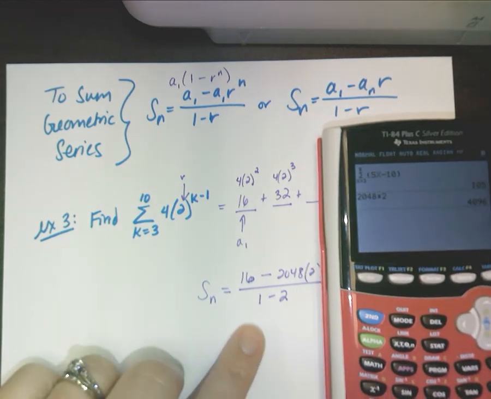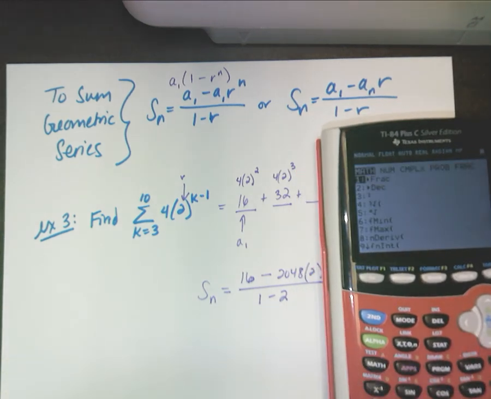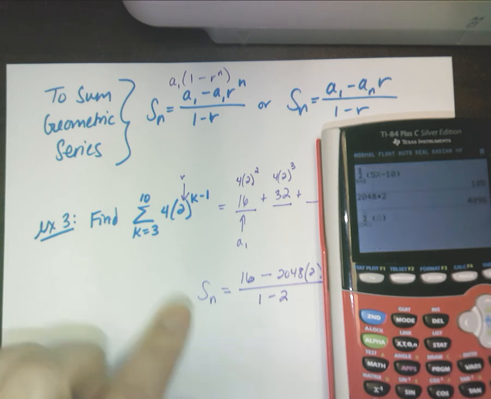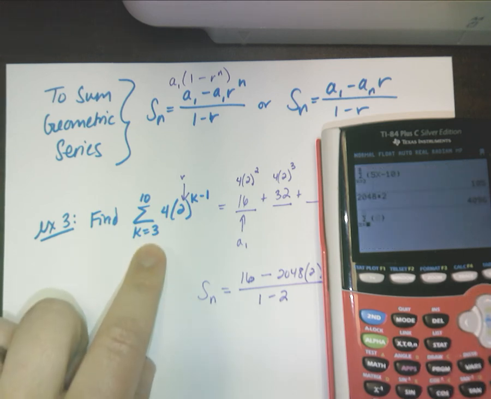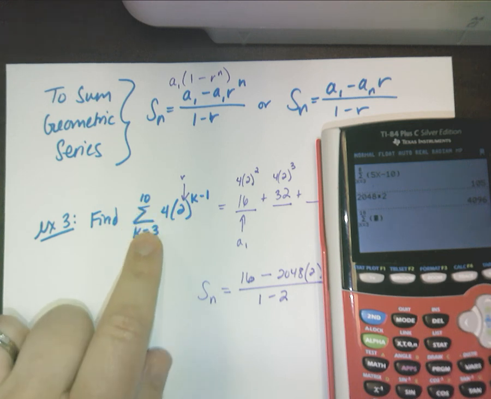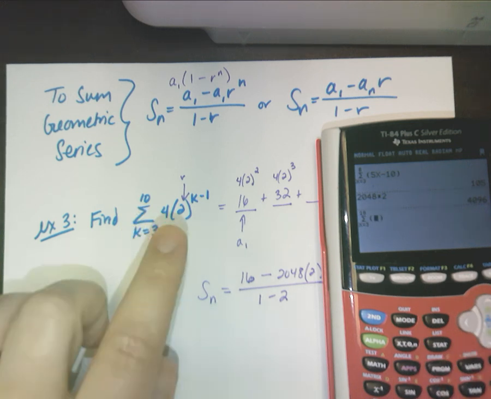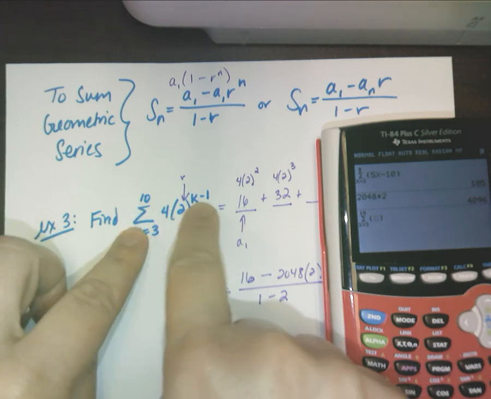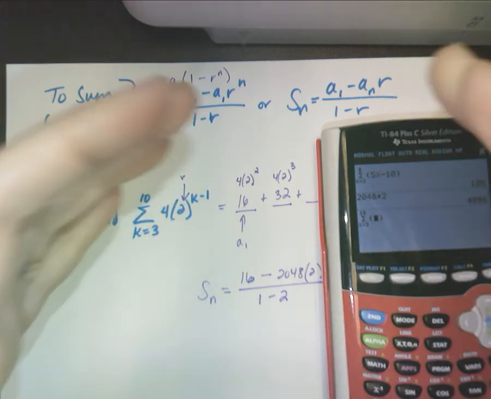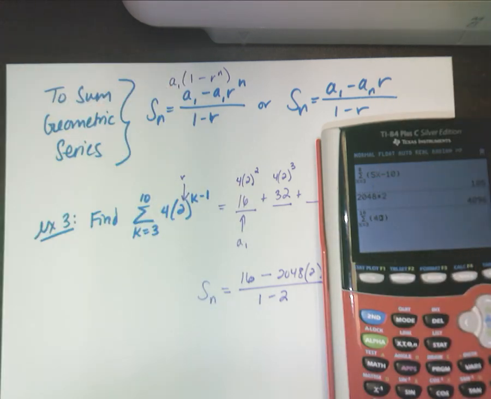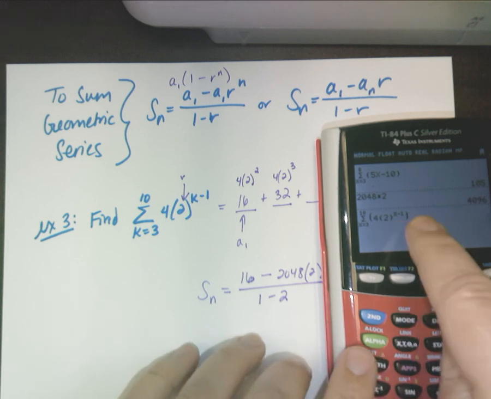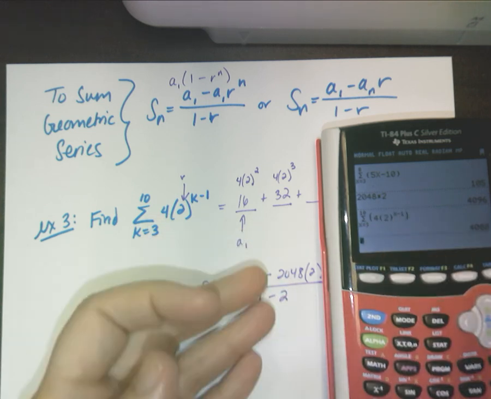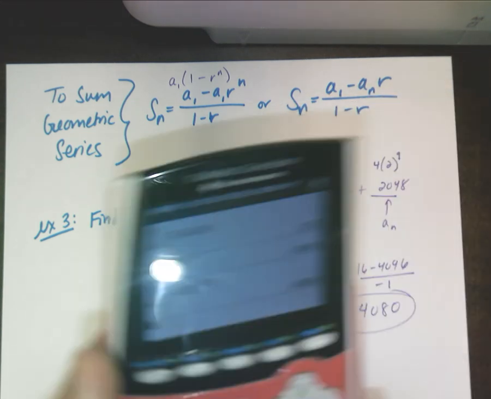So I'm going to go to math. And then again, I usually arrow up to summation. Watch how I put this in. This would be x equals 3. The top would be 10. When you put this in, see there's a parenthesis right here. So you want to put all of this, not the k minus 1, on the outside. All of this needs to be inside that parenthesis. So 4 parenthesis 2 to the power of x minus 1. Do not let that power be on the outside. This all has to be inside. And then hit enter. And 4080. That's what we got.